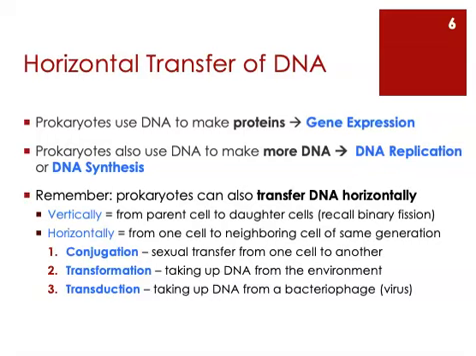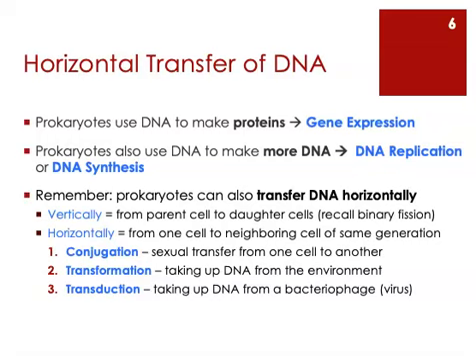This is a very unusual process. It's something that you don't see outside of prokaryotic cells. I've listed here the 3 ways that horizontal transmission of DNA occurs. There's a process called conjugation, a process called transformation, and a process called transduction. Each one of these passes DNA horizontally, neighbor to neighbor, but it occurs using a different process.